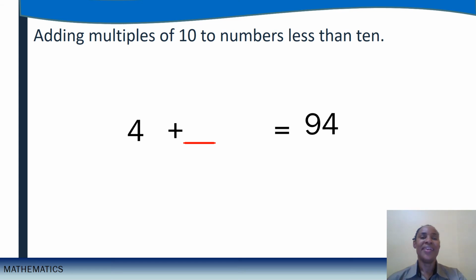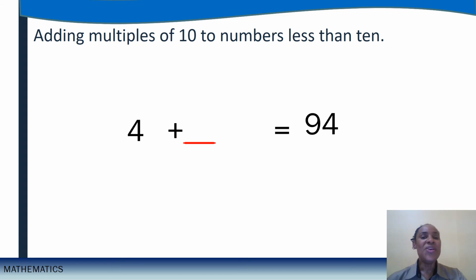Boys and girls, for your fourth task, I want you to look at this number sentence and tell me what is the missing number. Let's read the number sentence together. 4 added to blank equals 94. Are you ready to tell me what is the missing number, boys and girls?